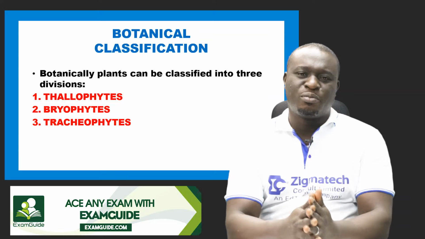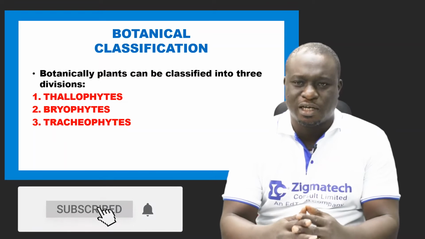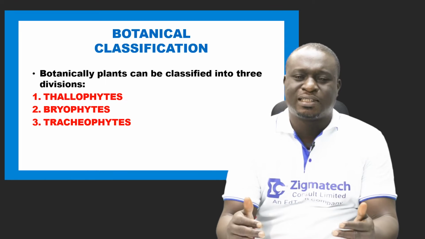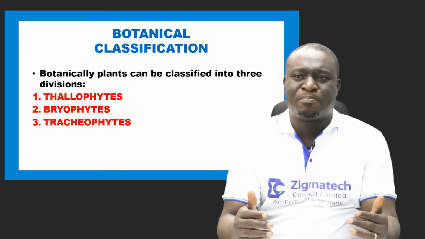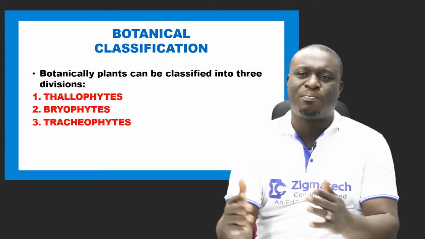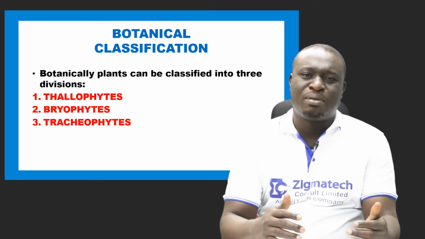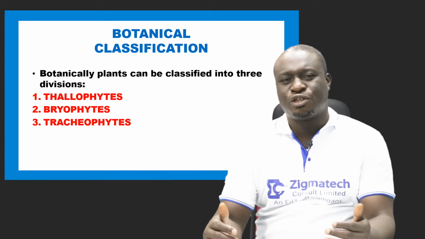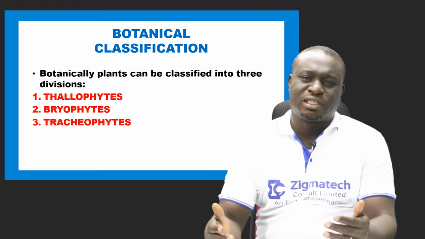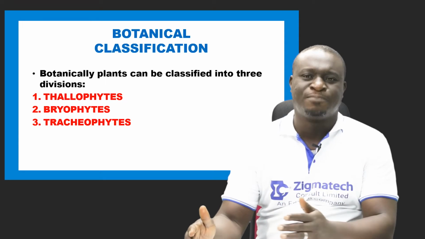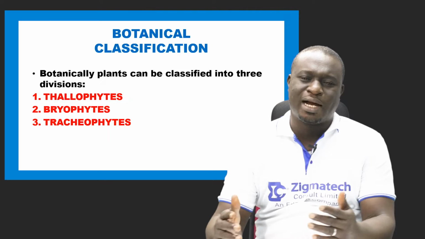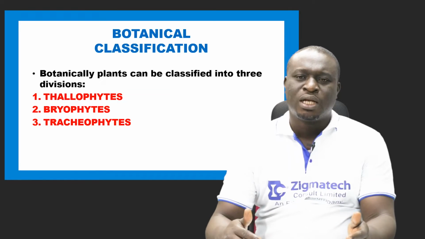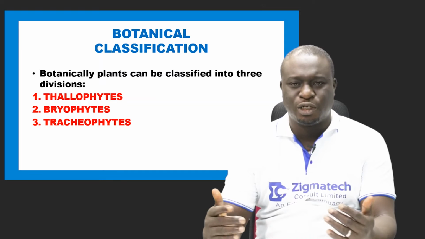Now, first of all, we're going to be looking at botanical classification of plants. I remember I told you that plants fall under a particular kingdom, which is called Kingdom Plantae. And under Kingdom Plantae, we have several divisions, and these divisions are 3. The first division under Kingdom Plantae is THALLOPHYTES. So we have THALLOPHYTES as number 1, BRYOPHYTES as number 2, and then TRACHEOPHYTES as number 3.